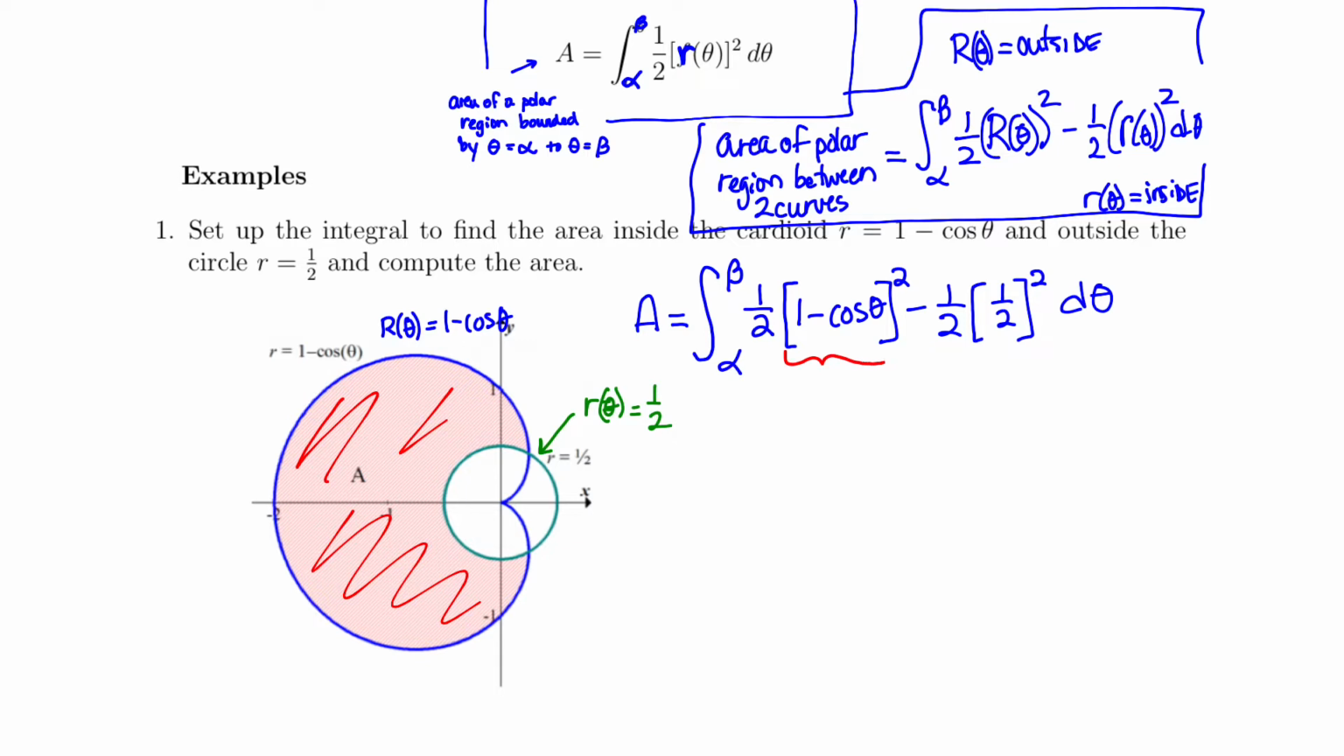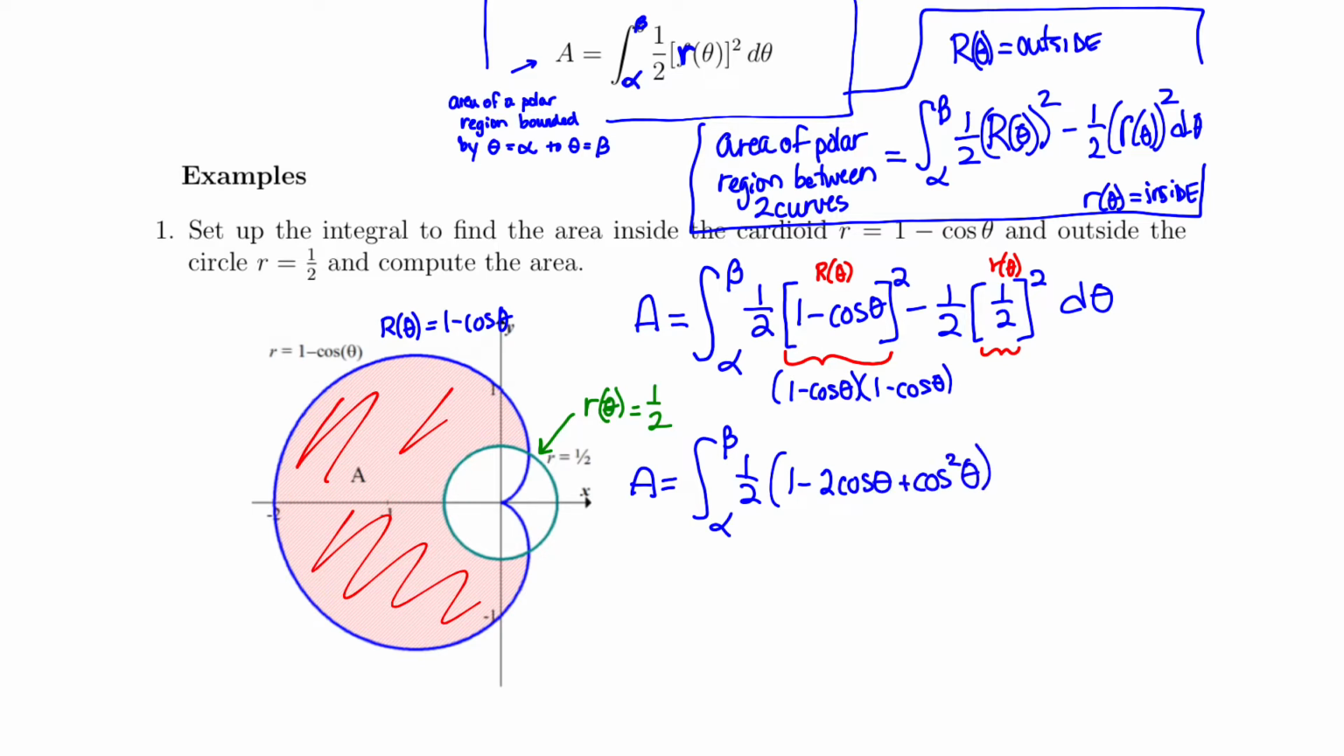So 1 minus cosine theta squared, that was my big R, and I squared it. 1/2, that was my little r, and I squared it. And now I'm going to FOIL out that big R. And we'll worry about the limits in a second, okay? Right now I just want to see. 1 minus cos theta times 1 minus cos theta is going to give us 1 minus 2 cosine theta plus cosine squared theta. And then 1/2 times 1/2 squared, which is 1/4, right?